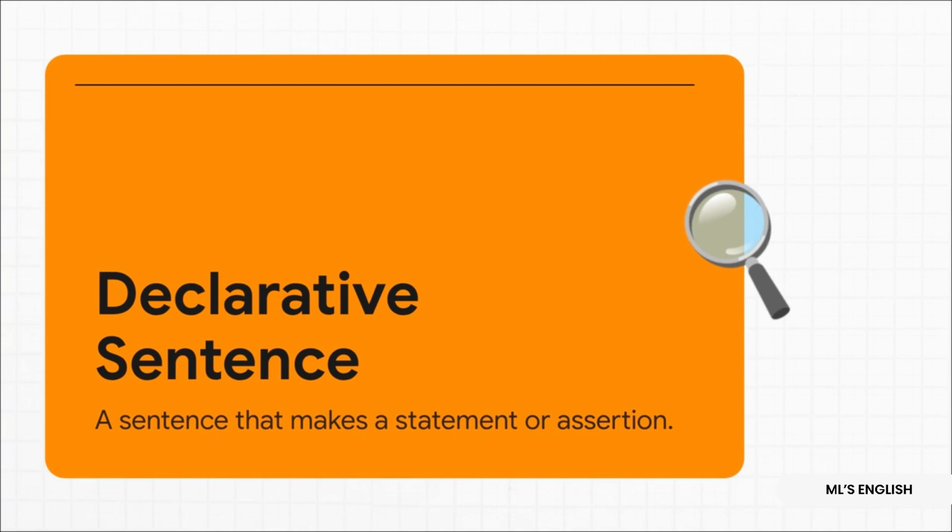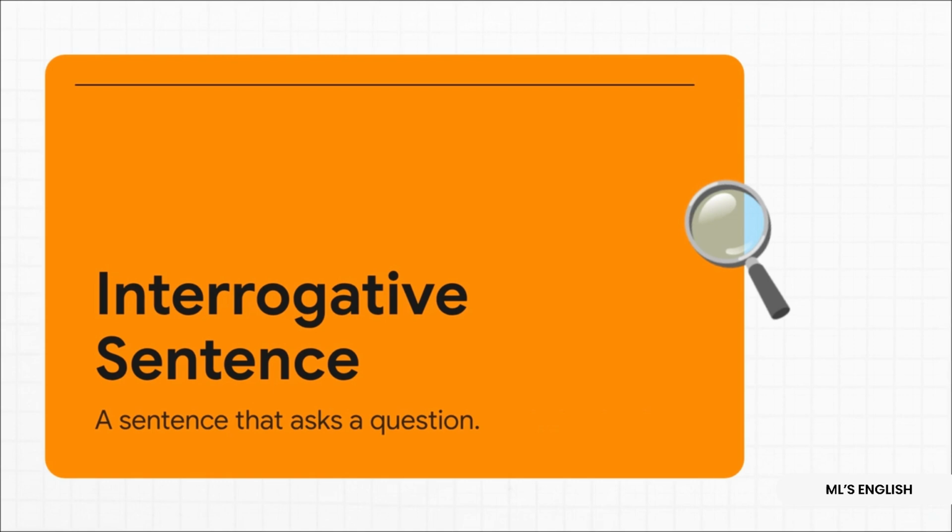First up, we have the declarative sentence. And just like its name suggests, its job is simply to declare something. This is the workhorse of your communication toolkit. It's used to state a fact or an opinion, to just put information out there. Now, the partner to the declarative sentence is the interrogative, and you can probably hear the word interrogate in there. Its job is to ask a question. So instead of giving information, this sentence is all about requesting it.